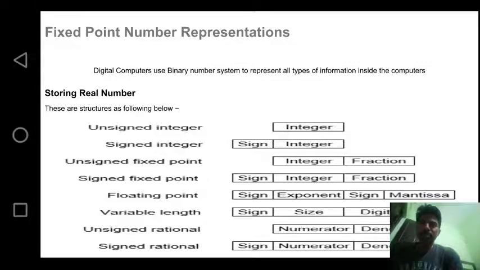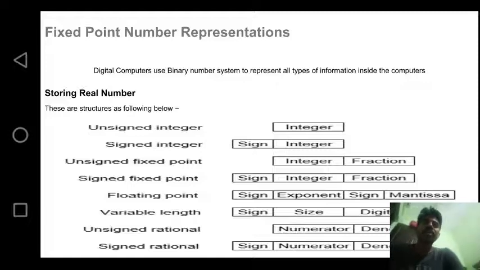So today we will discuss fixed point number representation. Before discussing fixed point, let's understand how the information or data is being stored in a digital computer. A digital computer uses the binary numbering system to represent all types of information inside the computer. So it follows the binary numbering system, that is 0 and 1.